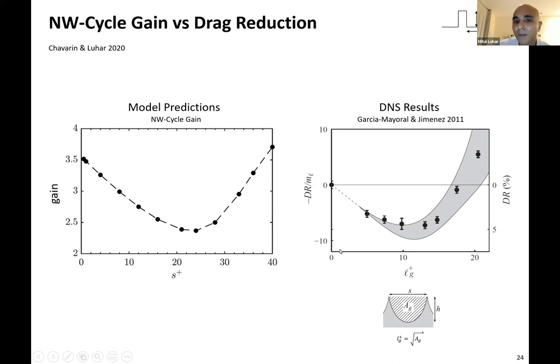Okay. So what Garcia Mayoral and Jimenez see is that there's maximum drag reduction for a spacing of about 21 viscous units. So that's an LG plus of about 13 or so. And then drag reduction deteriorates beyond that. And for S plus of 33, there is even an increase in drag over these rectangular riblets. And it turns out that this S plus of 21 corresponds pretty closely to the minimum in gain for the near wall cycle. So the gain for just this single resolvent mode seems to be a good predictor of at least the optimal size of these riblets. It doesn't capture the increase in drag, for example.